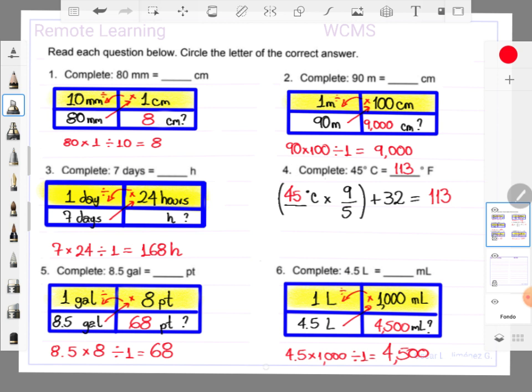It is 113 Fahrenheit degrees. So again, for exercises 1, 2, 3, 5, and 6, you have to use the conversion factor and cross multiplication. But when you convert between Celsius and Fahrenheit, you are going to use this formula.